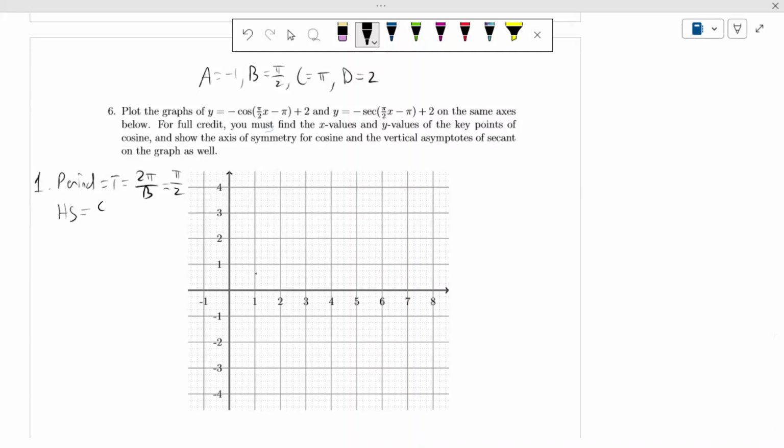Now your horizontal shift is C divided by B, right? So that's going to be pi divided by pi over 2, right? So your horizontal shift in this case is going to be, let's see, pi divided by pi over 2 is 2, right?